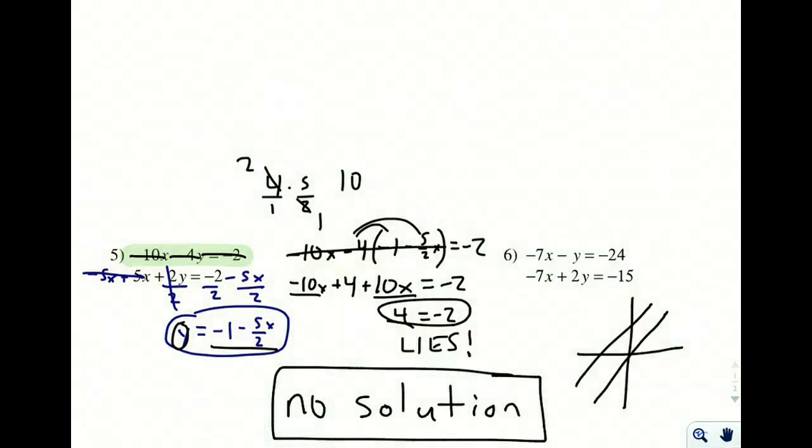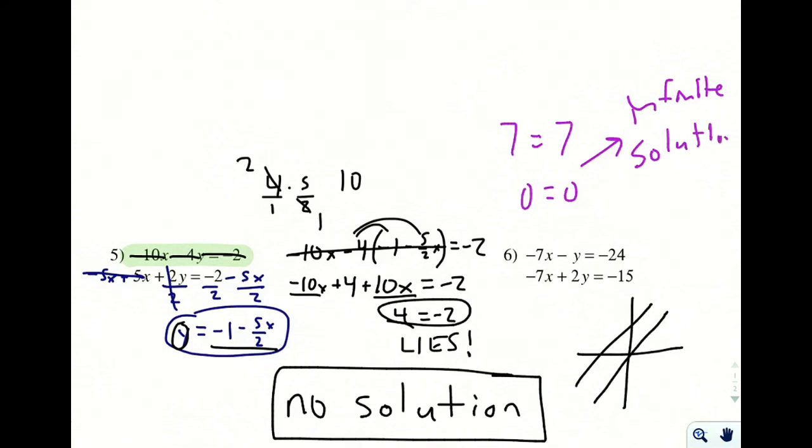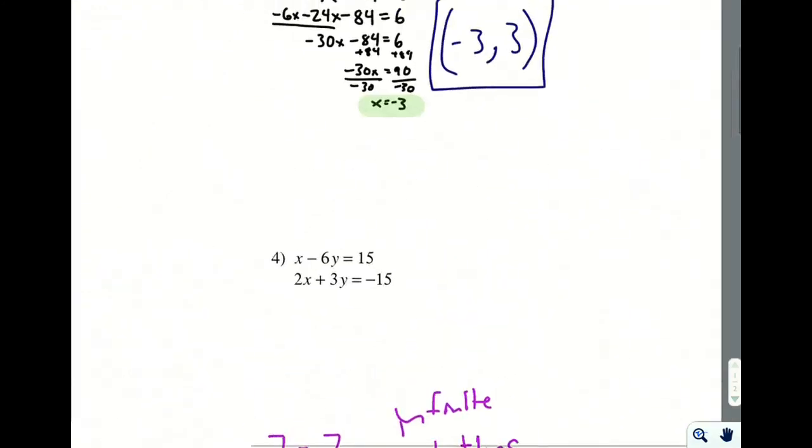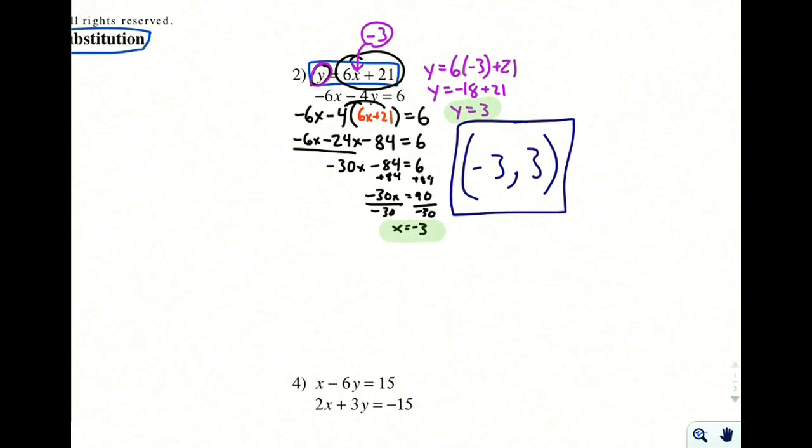The other possible weird case is when you get something like 7 equals 7, or 0 equals 0. Now that's a true statement. It's weird, it didn't give you x, but it is a true statement. So when you have something like this, you're going to say infinite solutions, because 7 equals 7 all the time, 0 equals 0 all the time. Infinite solutions. So no solutions when it's untrue, infinite solutions when it's always true, and then a single xy coordinate like we got in number 2 when you actually end up with x and y equal to something.